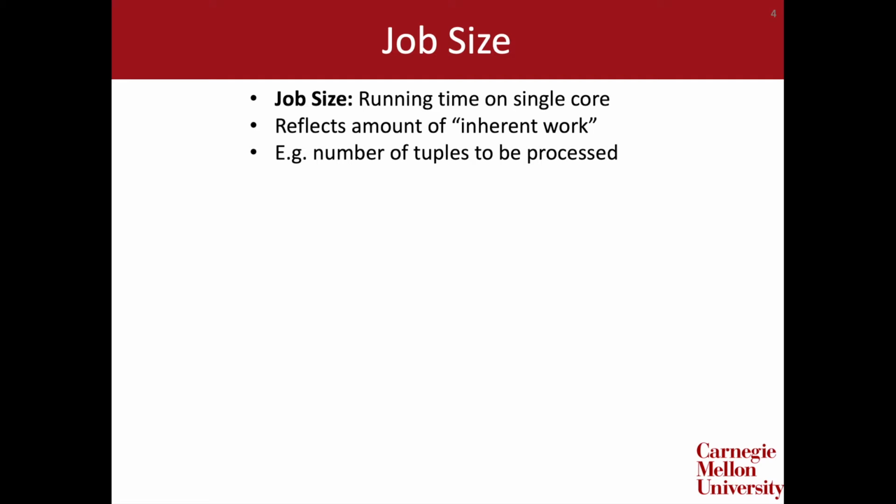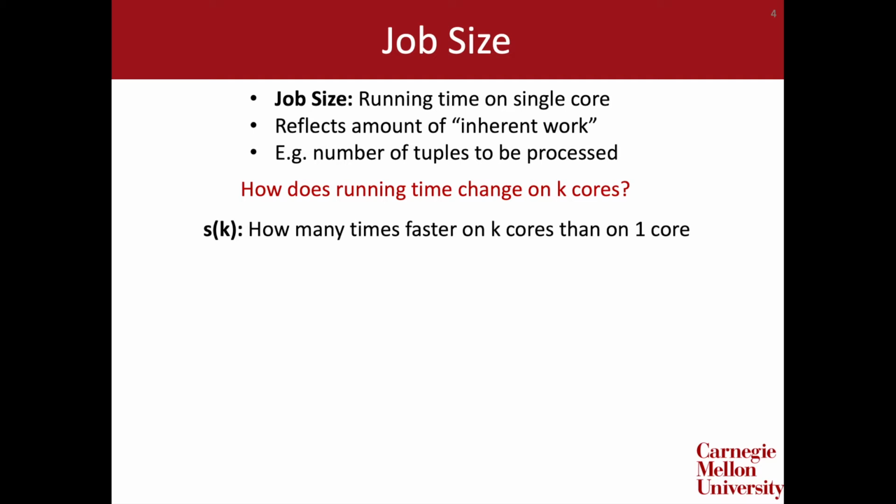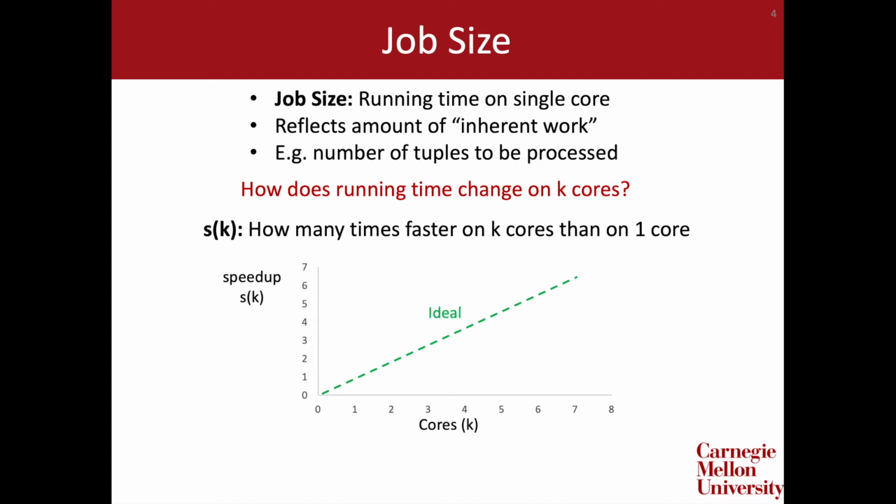Once we understand a job's running time on a single core, we can then think about how the job's running time changes on k cores. This is often described via a speedup function, s of k, which tells us how many times faster a job runs on k cores than on a single core. For example, I could put cores on the x-axis here and the speedup function s of k on the y-axis, and we might hope that a job receives a speedup function like this green line. This would be an ideal speedup function because it would tell us that the job runs 4 times faster on 4 cores and 6 times faster on 6 cores.